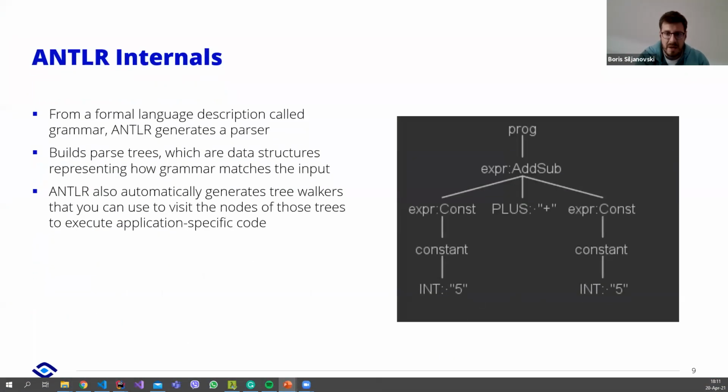So how does Antlr work? To start working with Antlr, we create a formal language, which means we create grammar files, and Antlr parses those grammar files. From that grammar, it knows how to process the text and build parse trees, which are data structures representing how the grammar matches the input. Antlr also automatically generates tree walkers for you, so you can start walking down the tree and react upon the nodes that you encounter along the way.